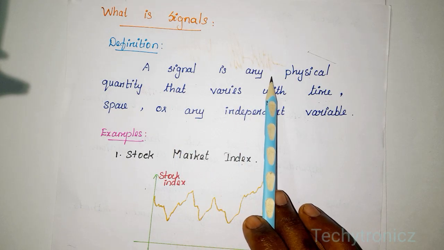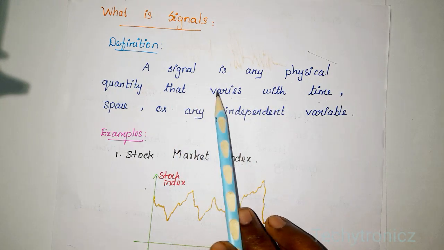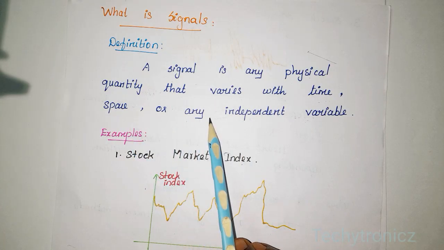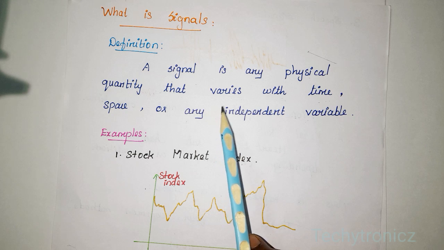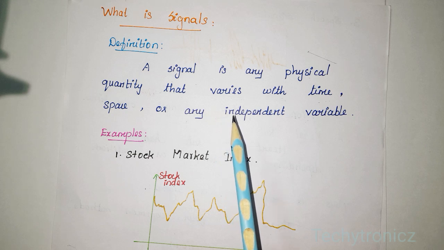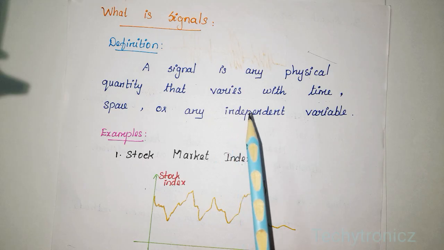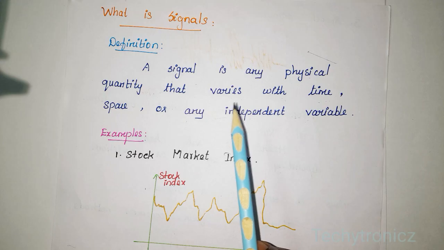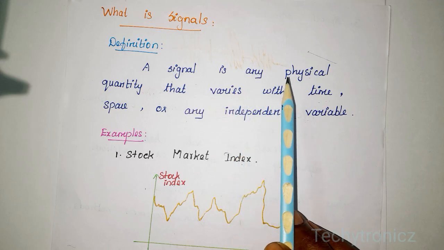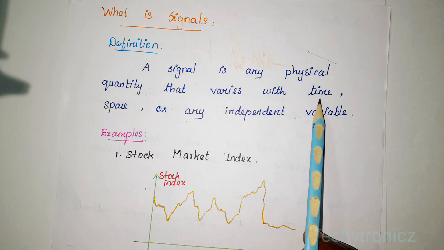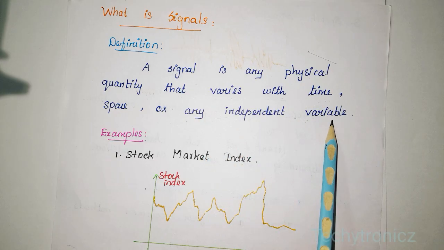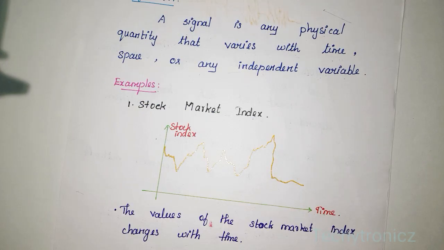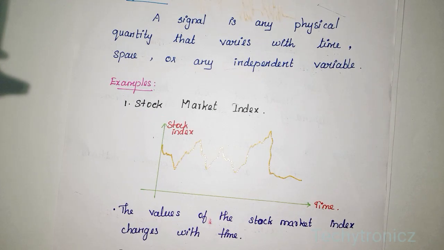A signal is any physical quantity that varies with time, space or any independent variable. For example, voltage that changes over time, temperature changes throughout the day, or even our heartbeat changing while running. So a signal is any physical quantity that is varying with respect to time, or with respect to an independent variable. Let's see the real-time examples of signals.